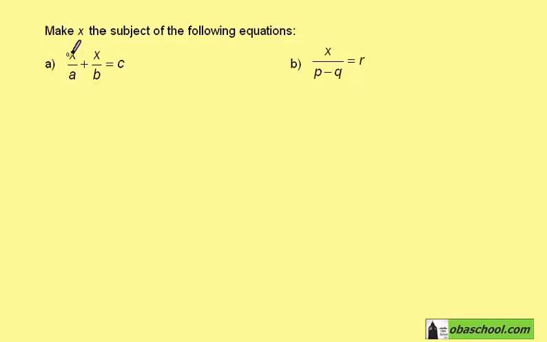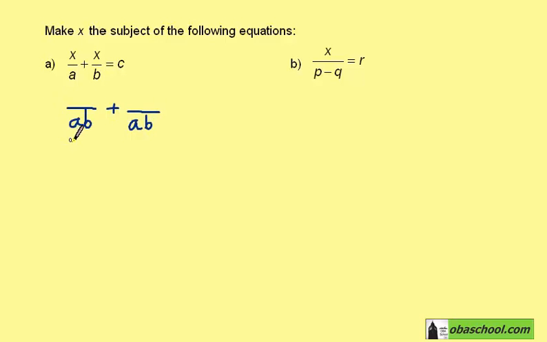We want to make x the subject of the following equations. We have x over a plus x over b is equal to c. The lowest common multiple of a and b is ab. So we want to write both fractions on the left as fractions over ab.